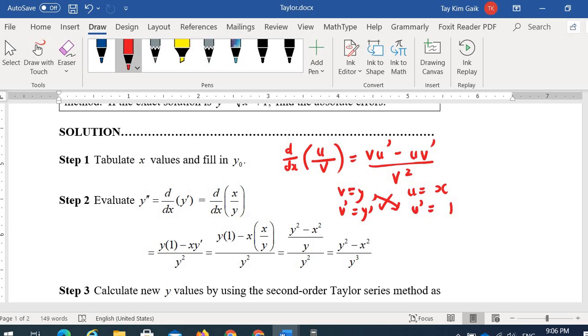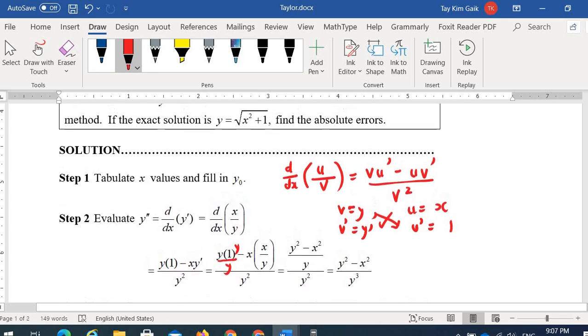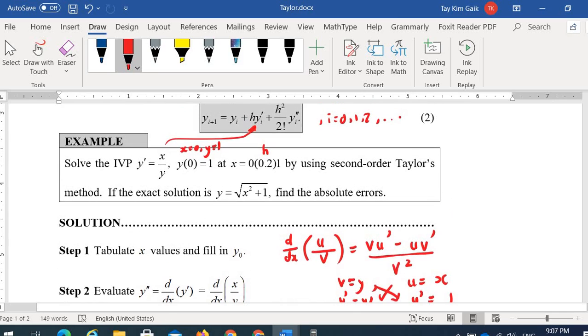Then plug in y prime, which is x over y, and simplify it. This is over y, so if you multiply by y, you get y squared minus x squared over y, divided by y squared. You get y squared minus x squared over y cubed. So this is y double prime. We plug y double prime in here.